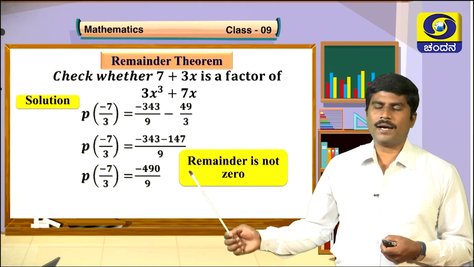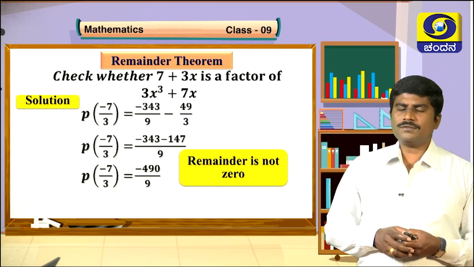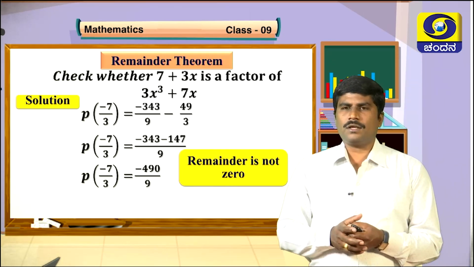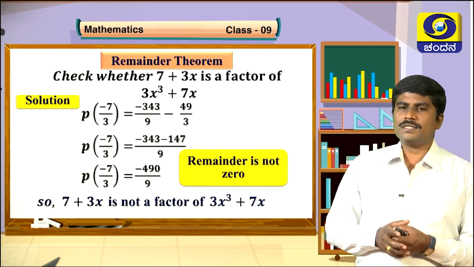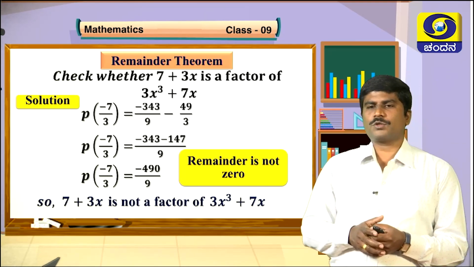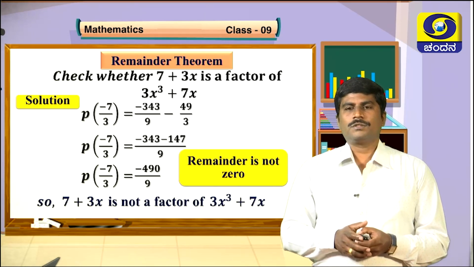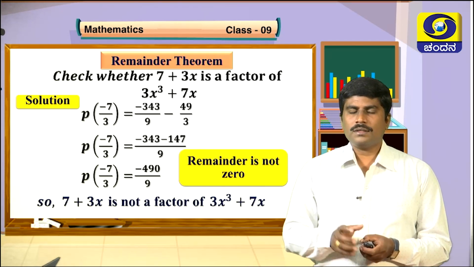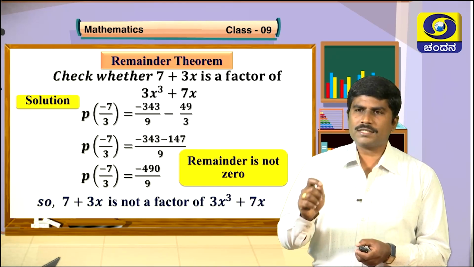This shows that the remainder is not 0. So that is why, if the remainder is not 0, then 7 plus 3x is not a factor of 3x cube plus 7x. So please try to understand: if it is 0, it will be a factor. If it is not 0, it is not a factor.